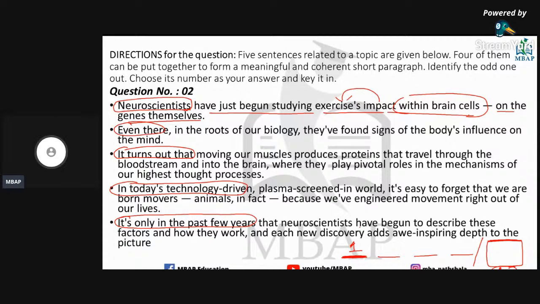And I have told you, right? This is the logic that we use even in para jumbles. Neuroscientist is the noun over here, the name of the people. Neuroscientists, with the plural S, so we are talking about all the neuroscientists as an entire family. So noun. That is why my first sentence is one. Okay, it is very clear. And what are they doing? They have just begun studying exercise's impact within brain cells on the genes themselves.